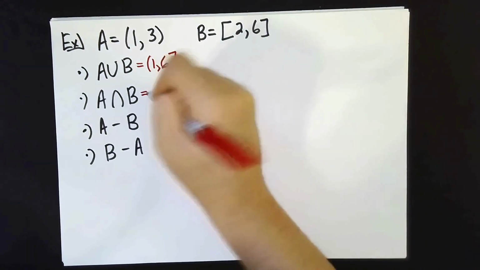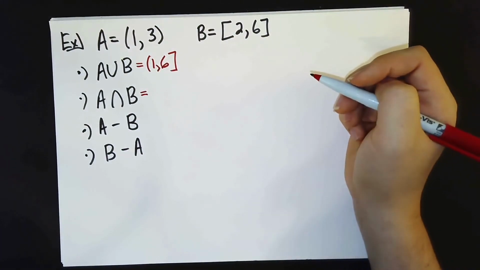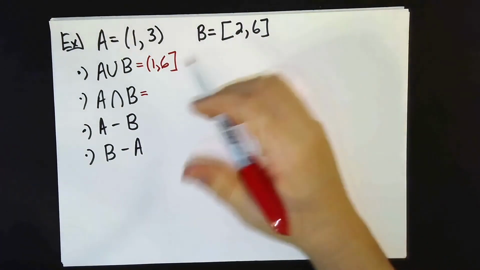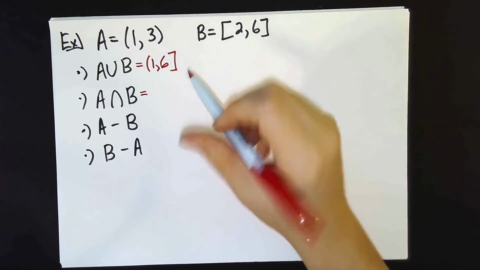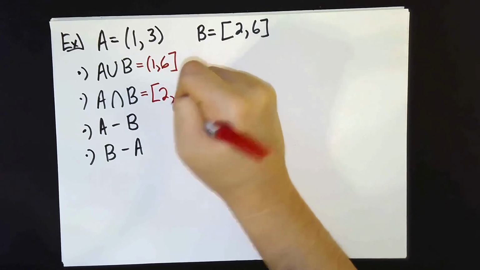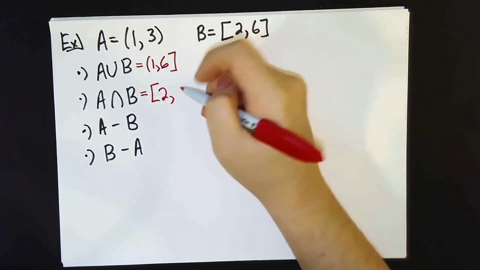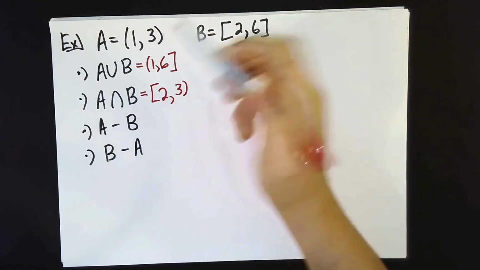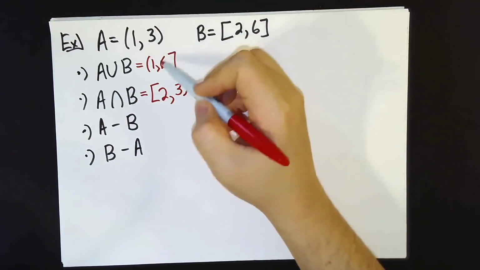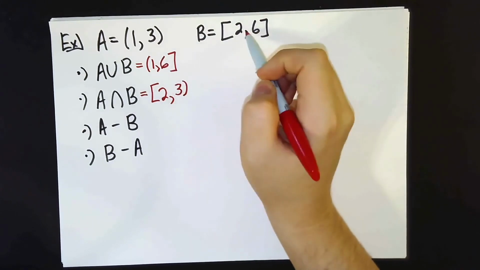What about the intersection? Here, I'm looking for all the things that are in both. 2 is the smallest thing that's in both. But then I don't get anything further than 3. Okay, in fact, I don't get 3 either, because 3's in B, but not A.